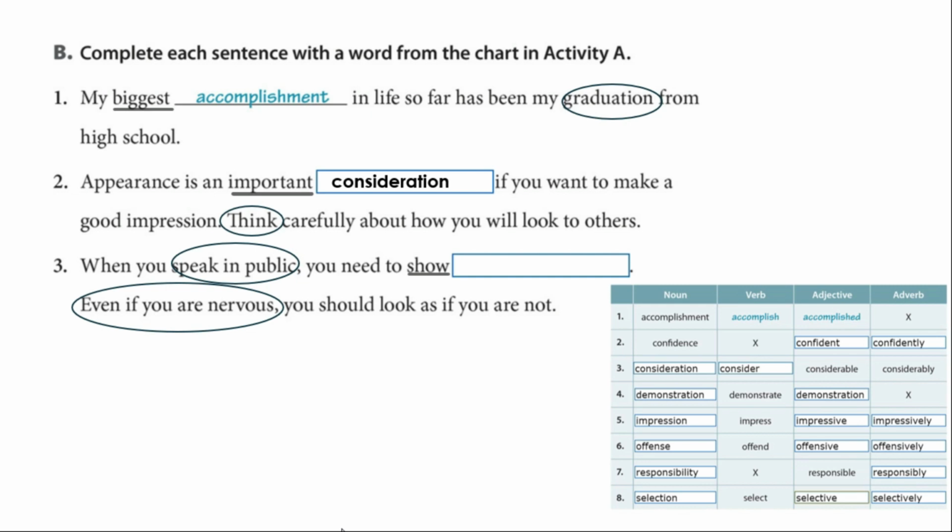And even if you are nervous, it kind of shows us that there is some type of opposite contrast to the noun in question. So therefore the answer should be confidence, because when you have confidence, then you're not nervous. So even if you are nervous, you should look as if you are not, to show confidence. So when you speak in public, you need to show confidence.